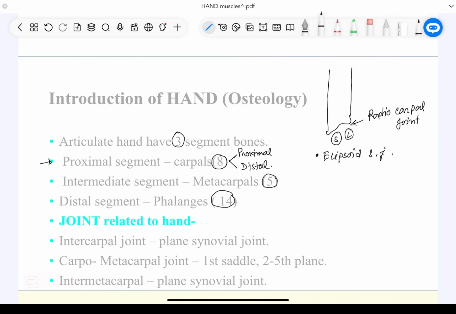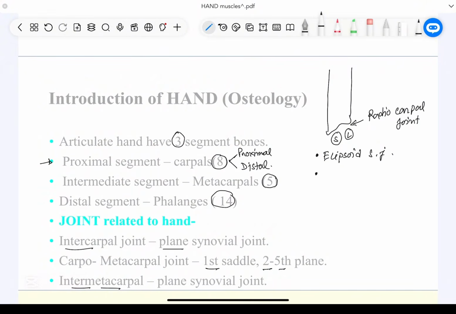Then in between carpals, as they are in two rows, they are also connected by joints. It is called intercarpal joint. Intercarpal joints are plane synovial joints. Then carpal will be attached with metacarpal. As we know, there are 5 metacarpals, so there will be 5 joints. Carpometacarpal joint. The first carpometacarpal joint is saddle, and the 2nd to 5th carpometacarpal joints are plane. Then among the 5 metacarpals, the second to 5th are connected with each other. It is called intermetacarpal joint. Intermetacarpal joints are plane synovial joints.